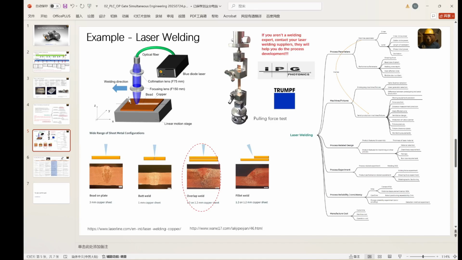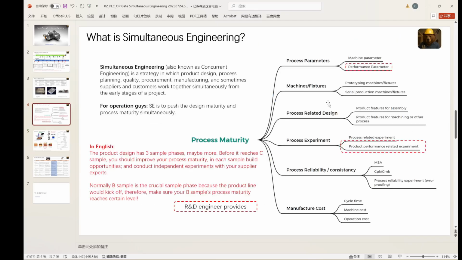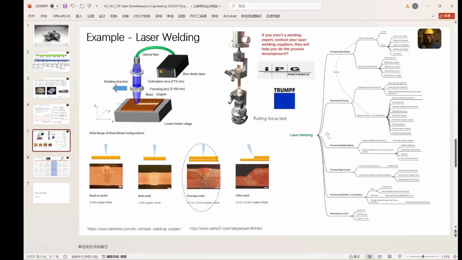I'm going to introduce the methodology of how to do the process development. I'm going to break down the factors that consist of the laser welding. As I showed in previous slides, if you clarify all these factors, you can develop your process successfully.